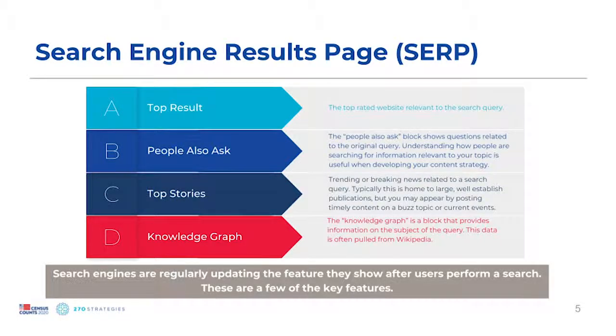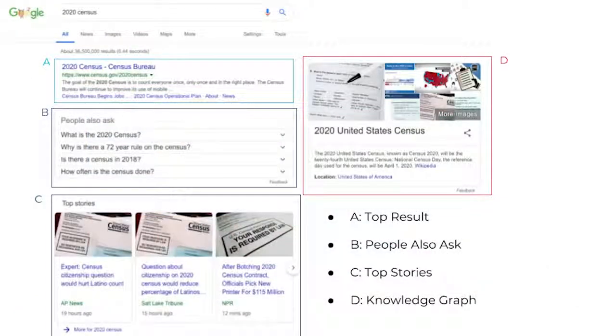Four of the most common features of a SERP are, number 1, the top result, the people also ask feature, the top stories feature, and lastly, the knowledge graph. Here in this example, the user searched Census 2020. This is the search engine results page that Google felt was most relevant to this search.